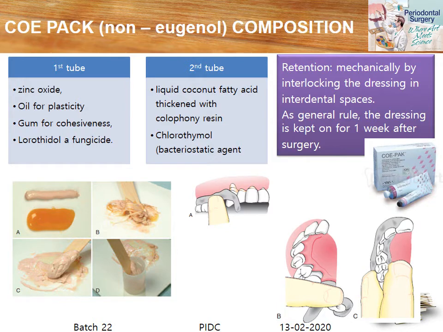Coe-Pak, it has two tubes. The first tube contains zinc oxide, oil for plasticity, gum for cohesiveness, and chlorothymol. And the second tube has liquid coconut fatty acid thickened with colophony resin and chlorothymol. So these two are taken in equal quantities and they are mixed. Once they are mixed, they are placed into the saline so that it is being formulated well.